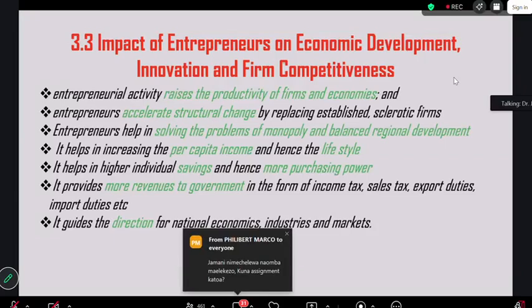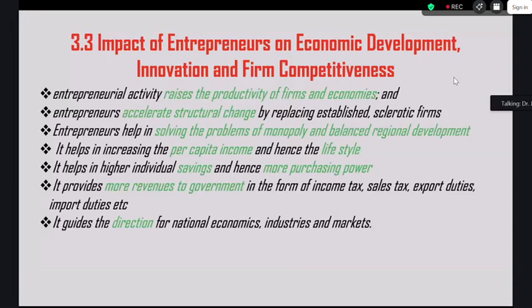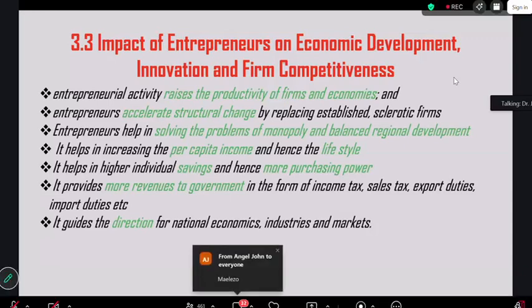The other point, entrepreneur also helps in high individual savings and hence more purchasing power. Kutokana na uwepo wa wajasiriamali ambao one of their responsibilities is to mobilize the idle resources, to make use of the idle resources in order to play a part in capital formations. Kwa play part kama part ya capital formations, wana save as part of savings, wanaongeza purchasing power. Ule uwezo wa kununua unaongezeka. Watu wanaweza kuwa na fedha wakaweza kununua mahitaji yao and the likes.